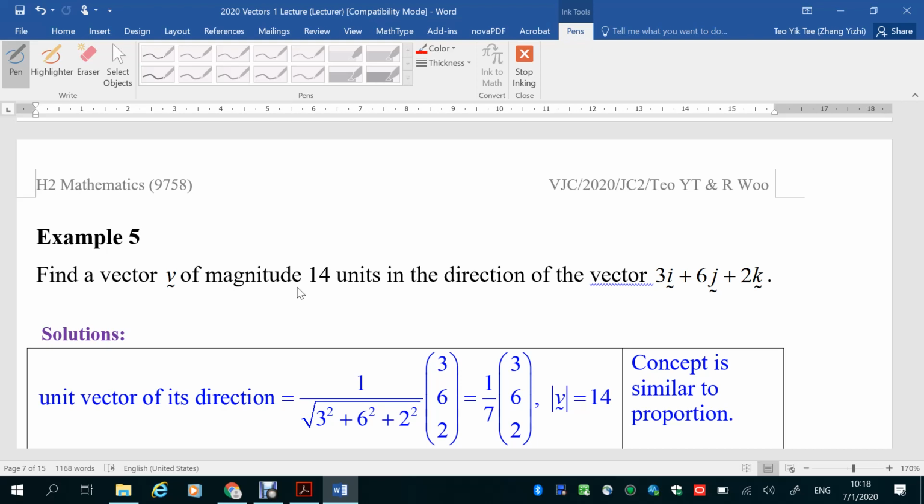Anybody don't know what I'm doing? Okay, so I have (3, 6, 2) down here. Can I find its length? The length is 7. If I divide by 7, it will give me a vector in the direction of (3, 6, 2) but of length 1. Make sense? Now I want a vector of magnitude 14 in that direction, so with this answer, times 14. Can follow?